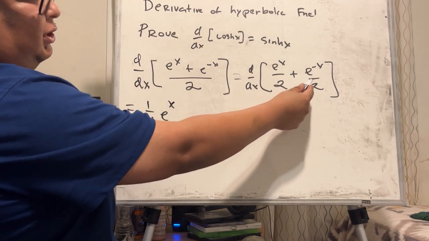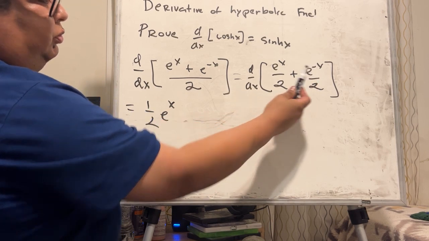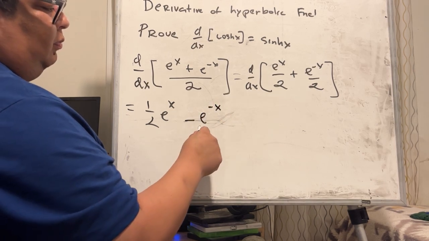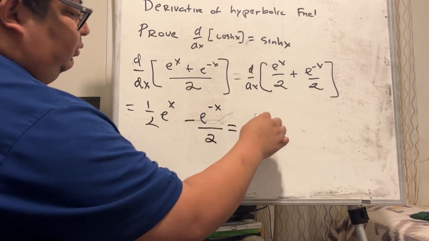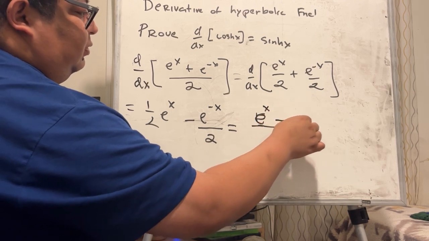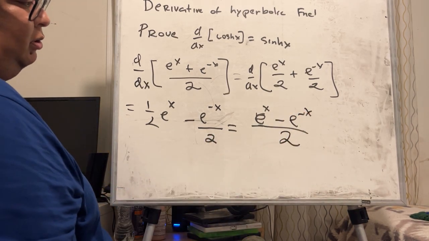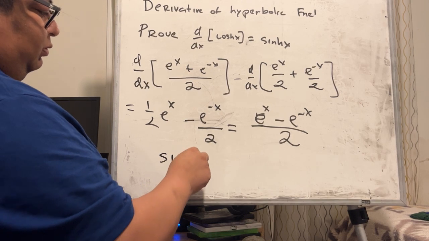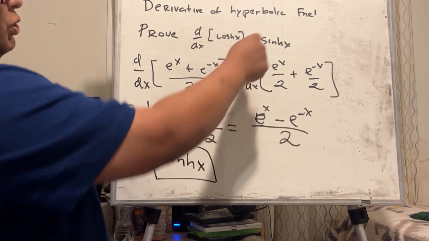Then the derivative of the second term, remember the power, we need to bring down the -1, so that will be minus e^(-x), then over 2. Then we combine back terms, so that will be (e^x - e^(-x)) over 2 after combining the like fractions. And that here is, as we know, sinh of x, which is what we were after.